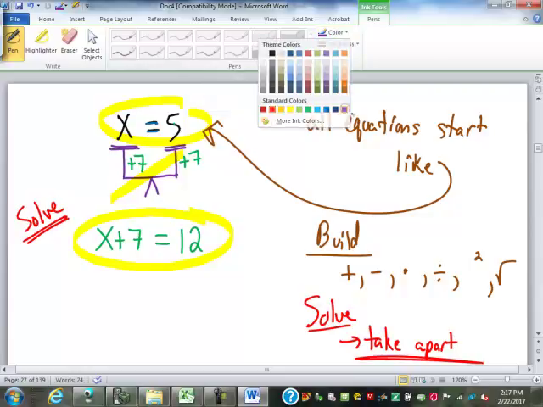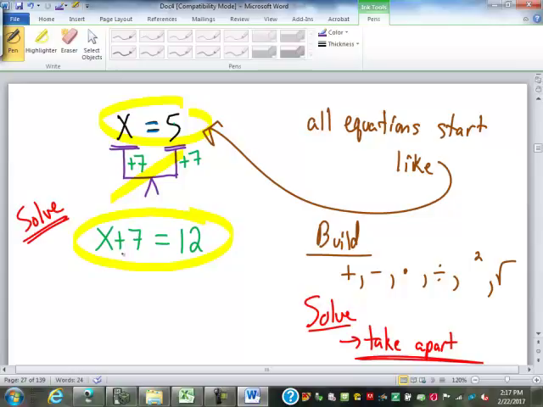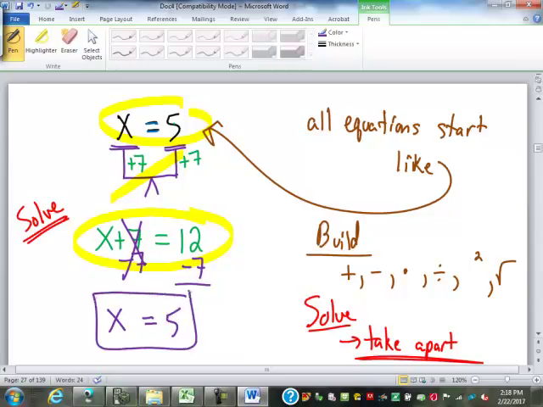This equation was built by adding 7. What are we going to do to take it apart? Subtract 7. Very good. If we subtract 7, it takes that piece off of it, and we're left with just x there. But now, again, if we subtract 7 from one side, the scale is going to tip unless we do what? Do the exact same thing to the other side. So 12 minus 7 is 5.